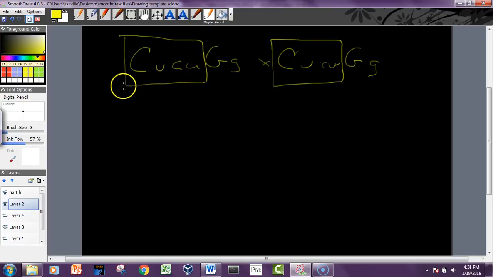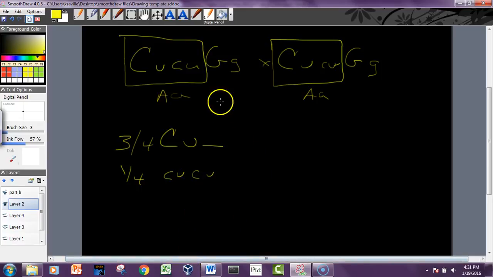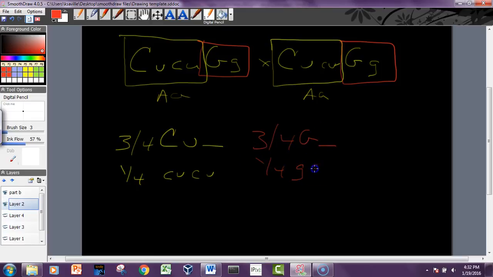So what do we get if we do a monohybrid cross between big C, little c, big C, little c? It's the same as big A, little a, cross to big A, little a. Same kind of thing. So what are we going to get? We'll get 3/4 big C and something else, and 1/4 little c, little c. If we do this guy by itself, we'll get 3/4 big G, something else, 1/4 little g, something else.